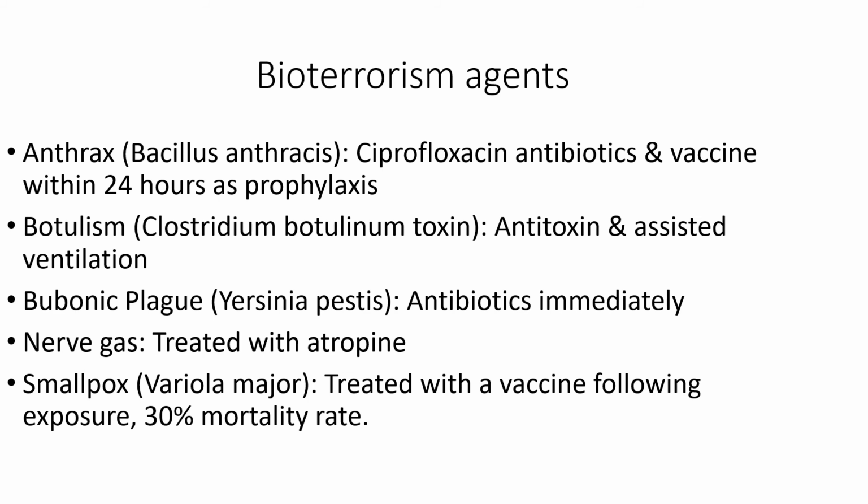Nerve gas agents are typically cholinergic in nature. So if there's a nerve gas poisoning as a bioterrorism agent, it causes intense cholinergic activity. So frothing at the mouth, nausea, vomiting, diarrhea, severe bradycardia, hypotension, all the cholinergic symptoms. This can be treated with atropine. And that's partly why the military carry atropine as an antidote for a cholinergic gas poisoning.